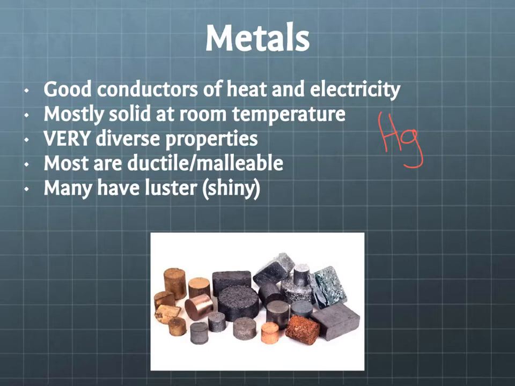Their properties are all over the place, as you can see from this picture. They're different colors, different textures, or different amounts of shininess or luster. Most of them are ductile and malleable. Ductile means that they can be stretched into wires. Malleable means that they could be hammered flat into a sheet. So most of them are able to do that. As you move to the left, though, some of those are not quite as good, and we'll talk about that next class, but all of them, for the most part, have some luster when polished.